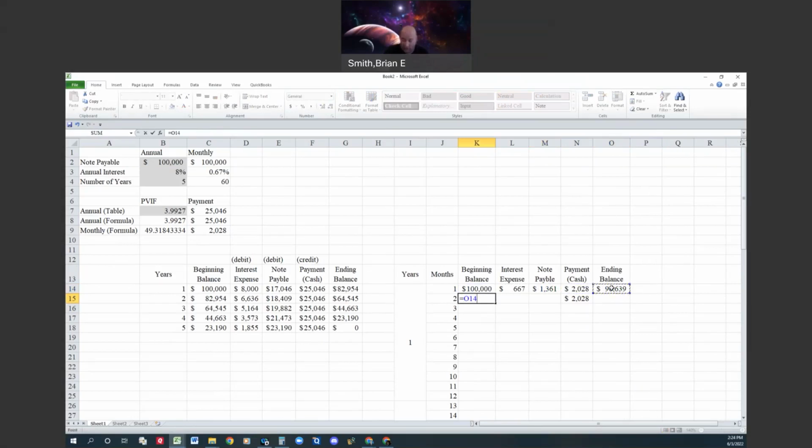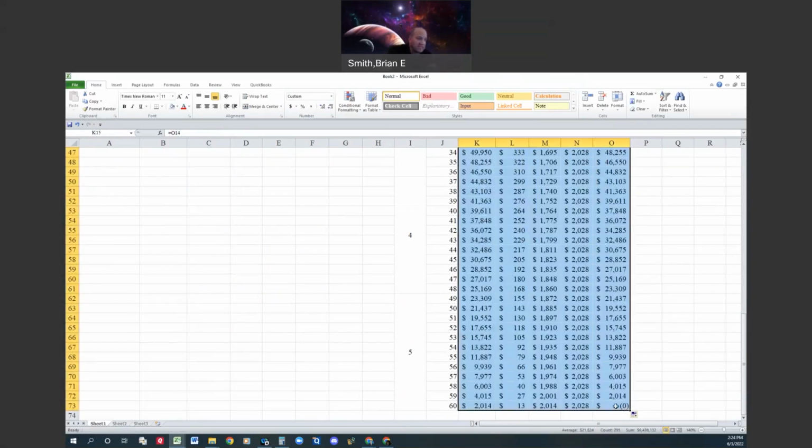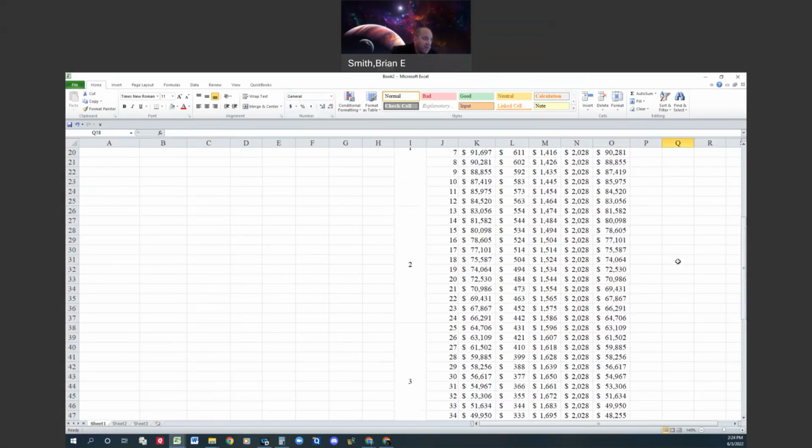Beginning balance equals this. Let's save us some time because this is going to be a long drag. All right, so we're just going to drag this down. Hopefully when we get to 60, it should be 0. Ah, yes. Let's see if we're right on. Look at that. That's how you do it.